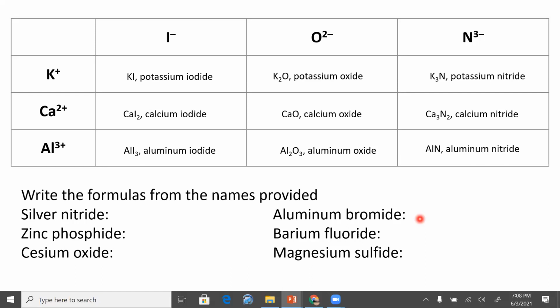All right, so we got a good handful done. Let's see how we did. So silver nitride would be Ag3N. Zinc phosphide would be Zn3P2. Cesium oxide would be Cs2O. Okay, next column, aluminum bromide would be AlBr3. Barium fluoride is BaF2. And magnesium sulfide is MgS.